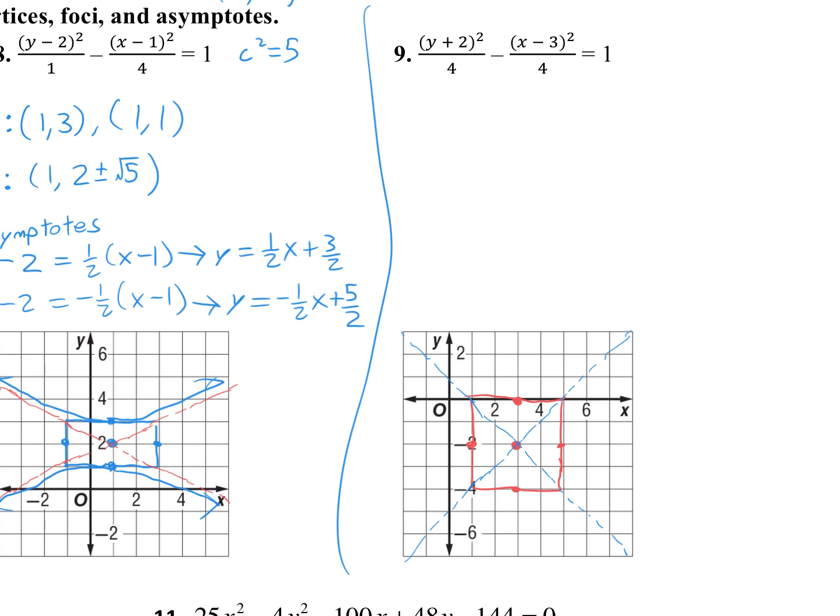It's vertical again, so we start on the top and bottom of the box and try to just get close to these asymptotes. We have to find the same 3 things, the vertices. So I see one at 3, 0, and then the one on the bottom is at 3, negative 4.